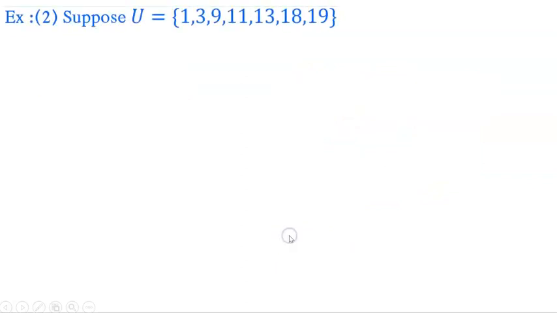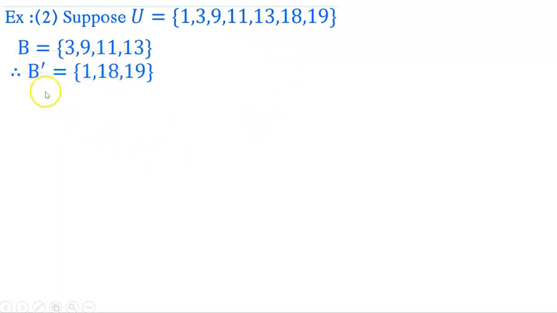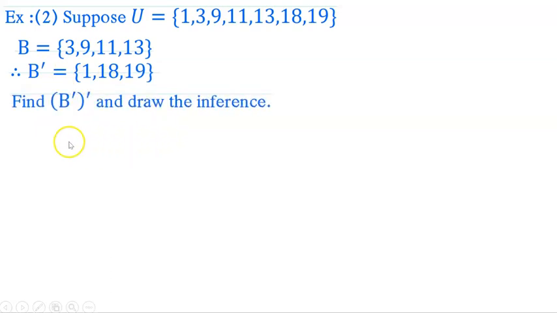Okay, now the next, suppose U is equal to 1, 3, 9, 11, 13, 18, 19. B is equal to 3, 9, 11, 13. B complement is equal to 1, 18, 19. Okay. Now find B complement of complement, that is the B complement आणि त्याचा complement, and draw the inference.